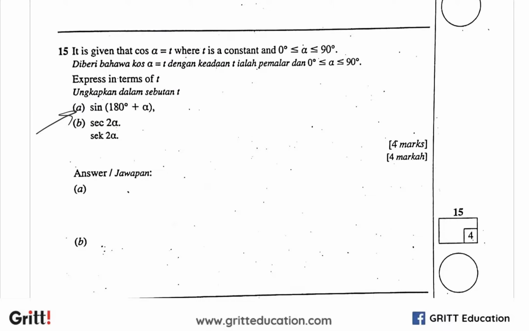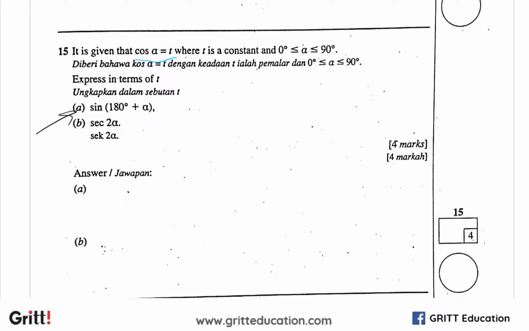It is given that cos alpha is equal to t. Okay, so let's highlight that. And then where t is a constant and alpha is between 0 degrees and 90 degrees. Express in terms of t: a, sine 180 degrees plus alpha, and b, sec 2 alpha. Alright, so let's start with the first one.